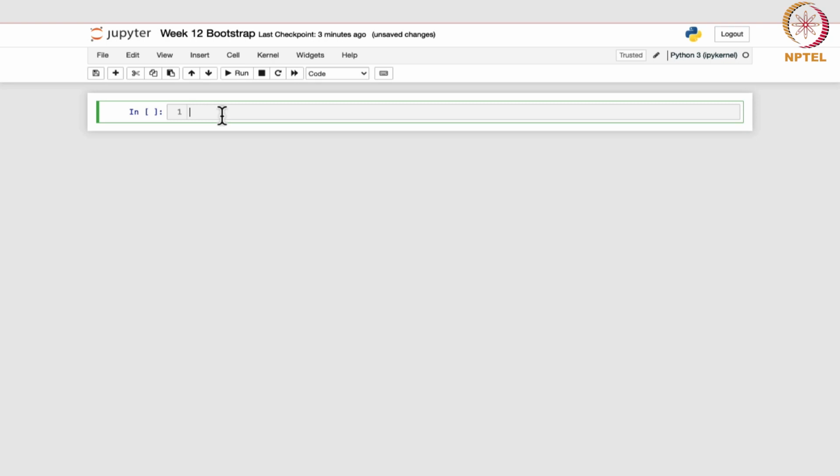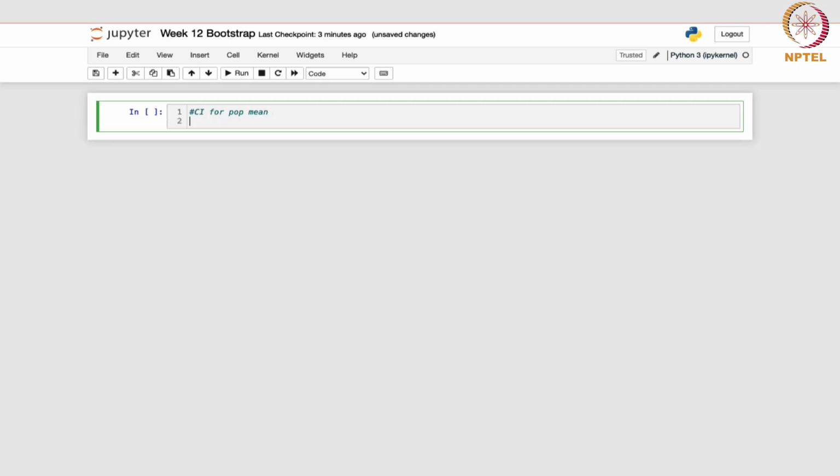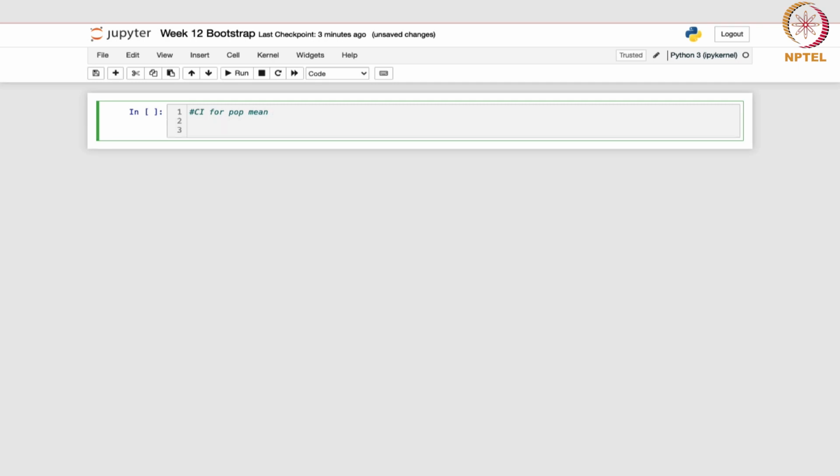So first of all, let us begin with the confidence interval for the population mean in the non-parametric case. Here we do not know which distribution the sample is coming from. We do not have any idea about the population from which the sample has been taken. So let us first of all import the necessary libraries.